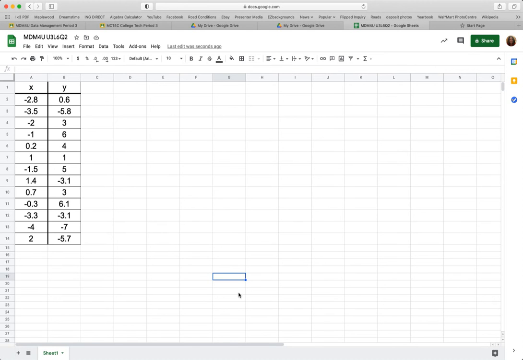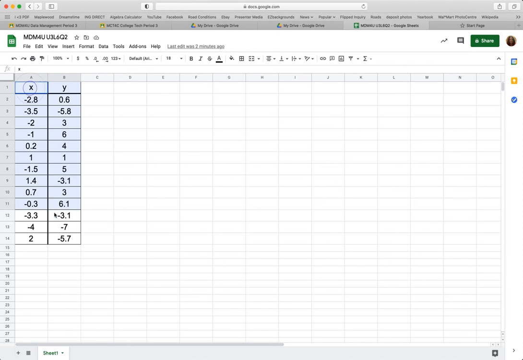Okay, I was asked to do a quick video about question number 2 from lesson 6. So I've taken the liberty to just enter the part 2A scatter plot into Google Sheets already. So we'll just go through the steps after you enter the scatter plot.